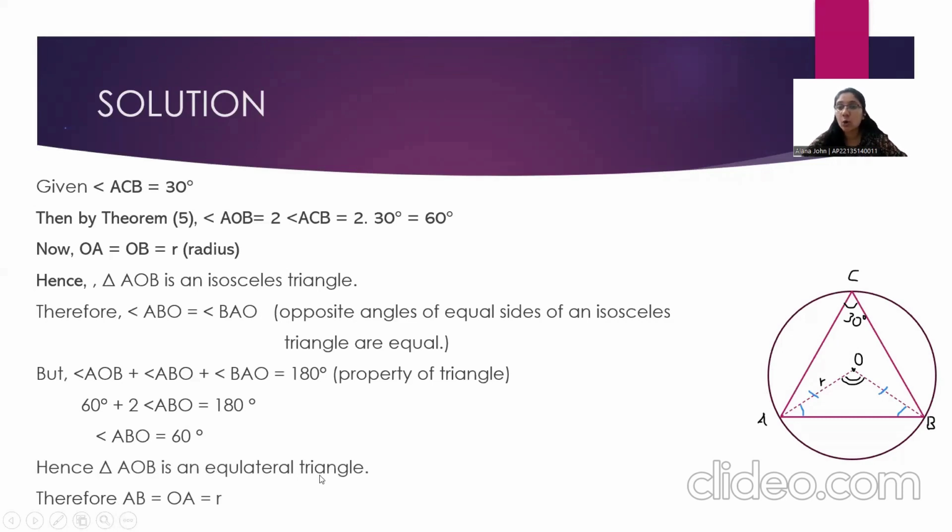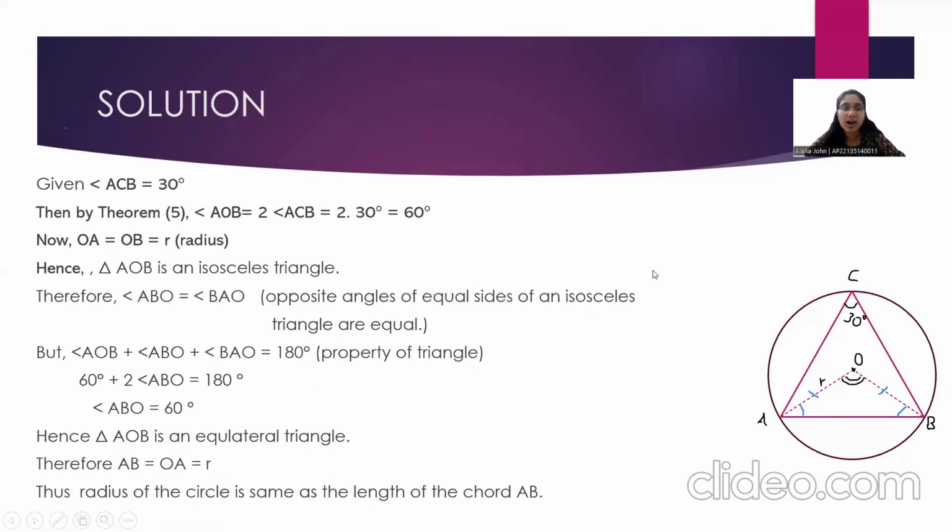And also we know all the sides of an equilateral triangle are equal. Right? So here, the length of the chord AB will be equal to the length of OA, which is the radius of the circle. So here AB equal to OA equal to R. So the radius of the circle is the same as the length of the chord AB. This is the result which we obtain.